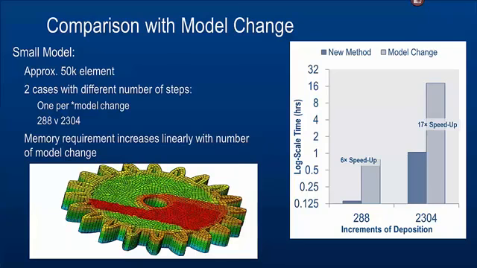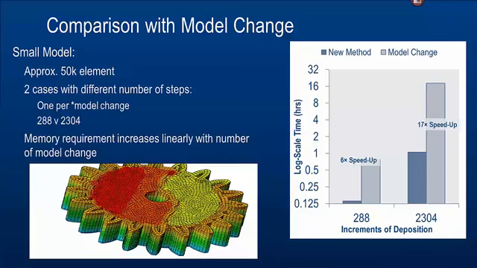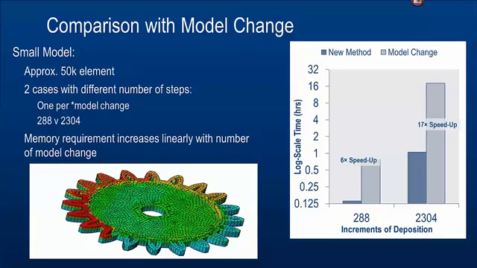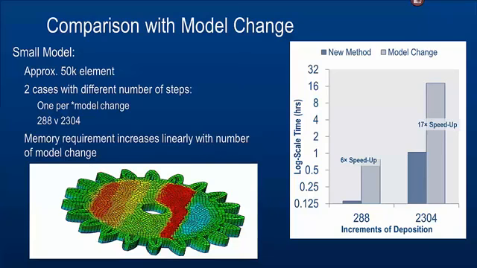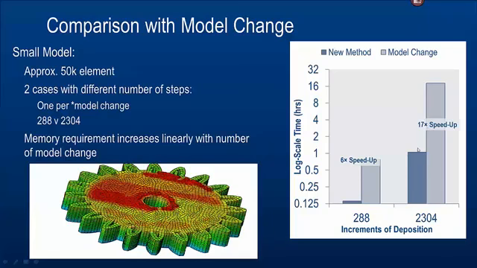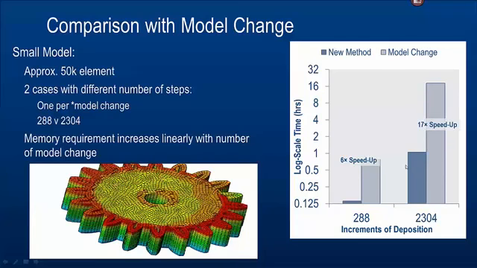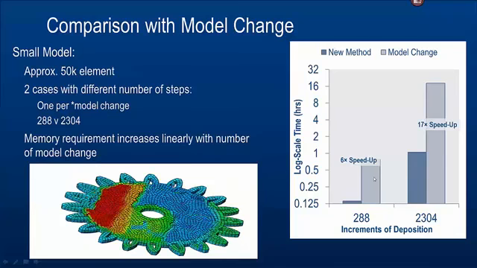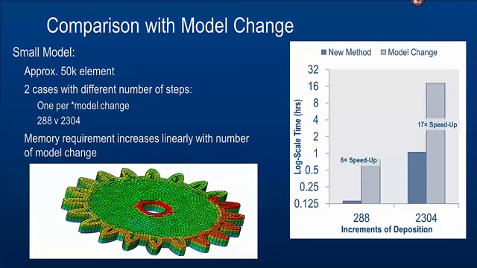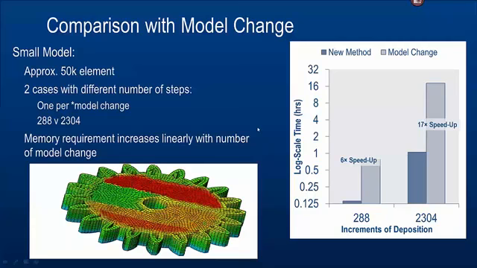As the chart on the right shows, you can see that there's a considerable speed up using the new method, and the speed increases with the number of steps. With 2,304 steps, the new material activation gives about 17 times speed up as compared to the model change method. This is because memory requirements for model change increases linearly with more steps, whereas for the new method, we just use single step definition in Abaqus when simulating the process.